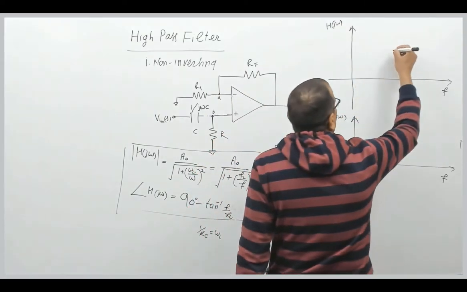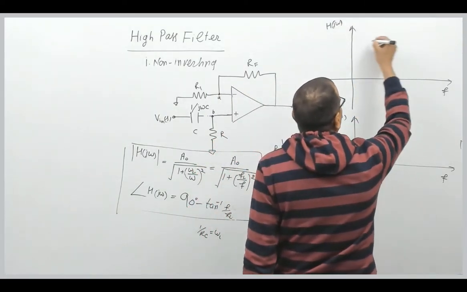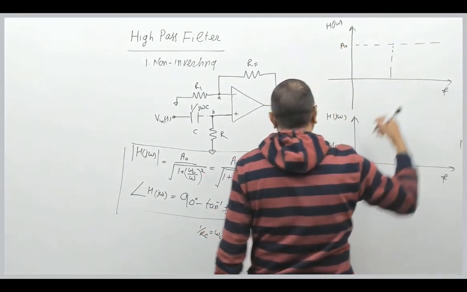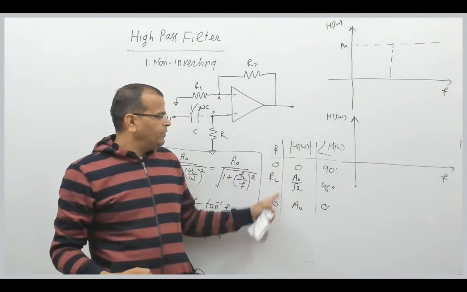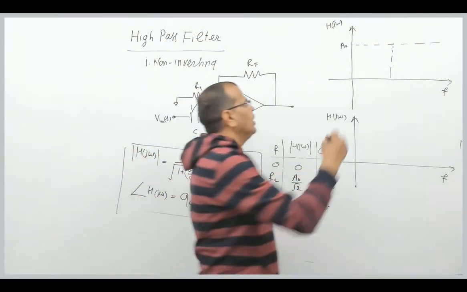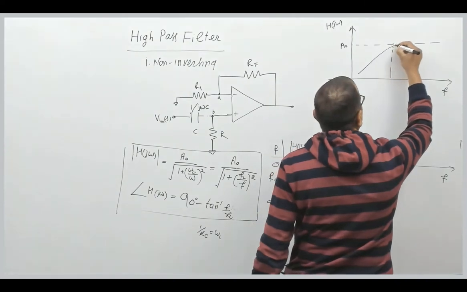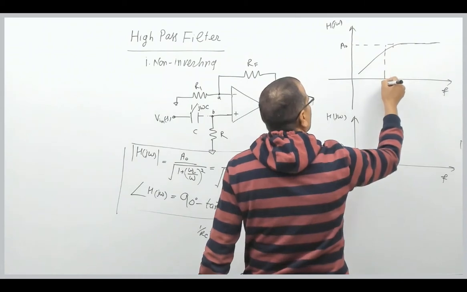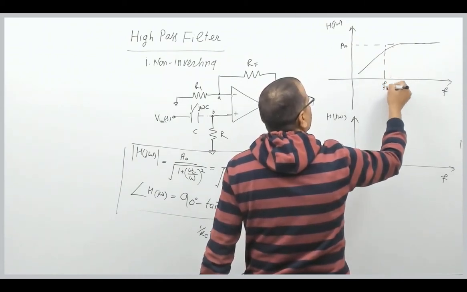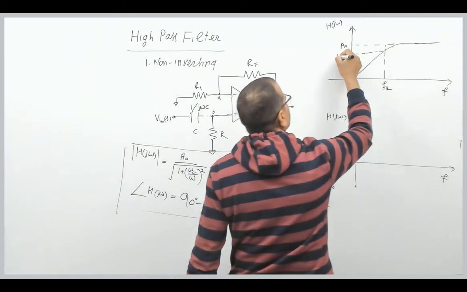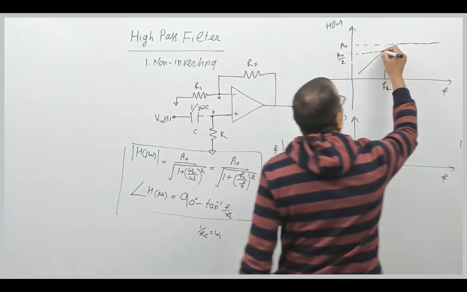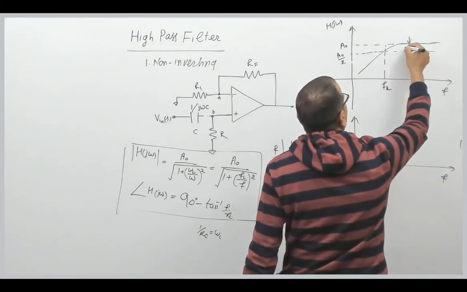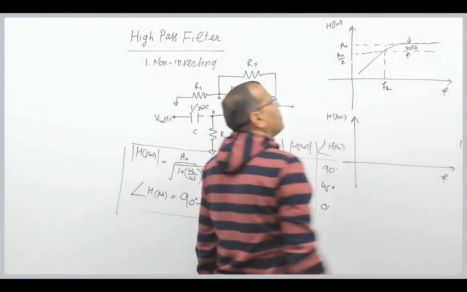So at high frequencies it is A naught, but when you reduce frequency, you can see that when you increase frequency, magnitude increases, so it will be increasing like this, right? At a certain frequency, which is called the cutoff frequency, the gain of this filter is A naught by root 2. If you take it in decibels, this is 3 dB, right?